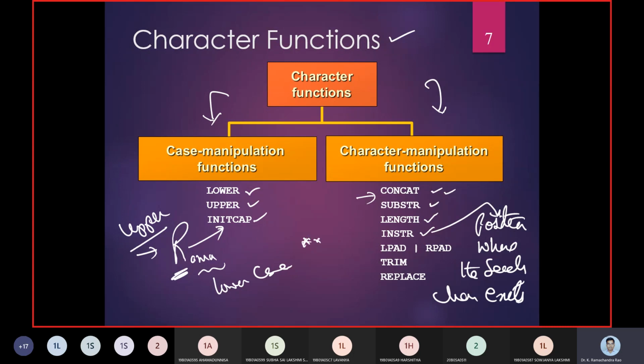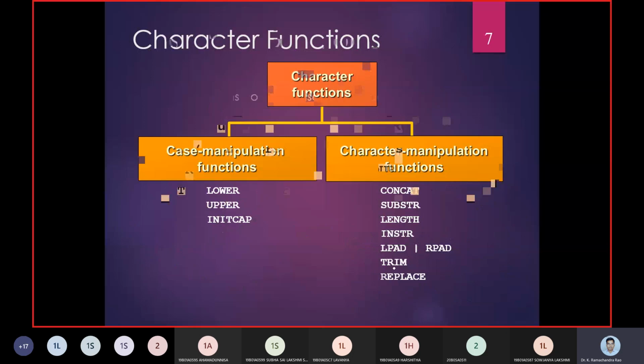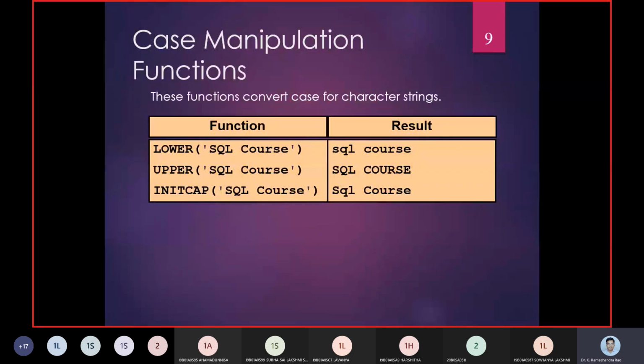If I put 4 stars, and then write 1000 here, now you can see putting the stars at the beginning, we call it LPAD, and if I put the same stars at the end, then we call it RPAD. If you want to remove a character in a string, then we are going to use TRIM here, and REPLACE the entire set also. We can work it out with the character operations.